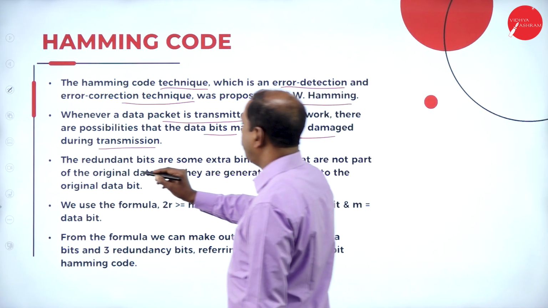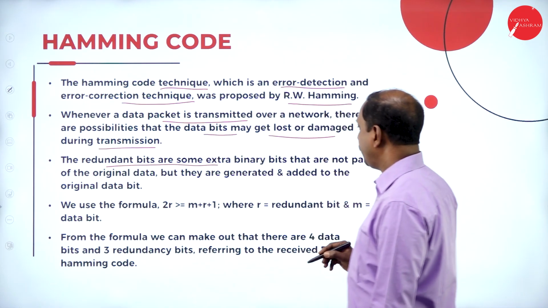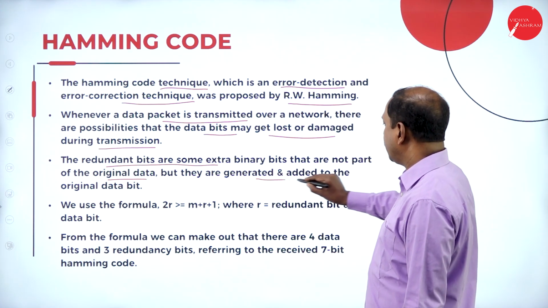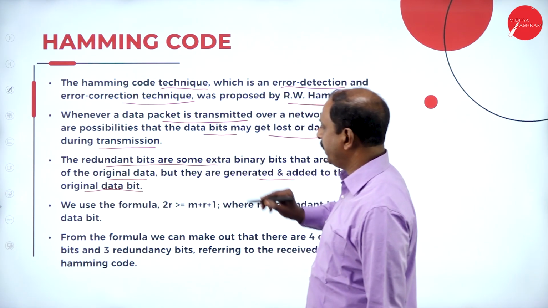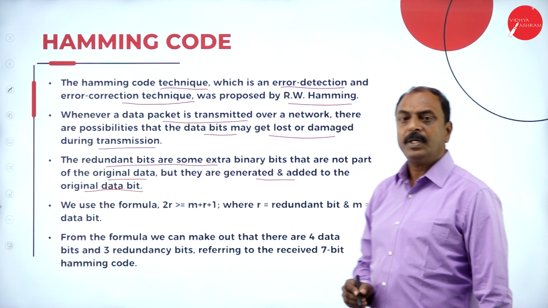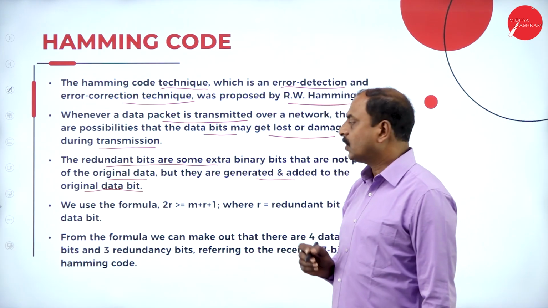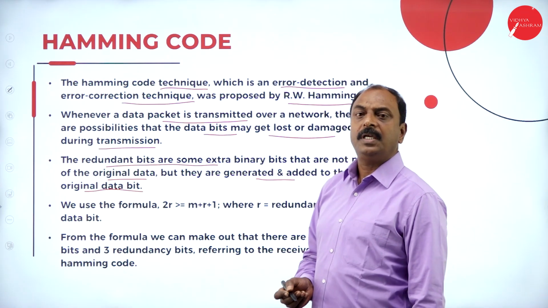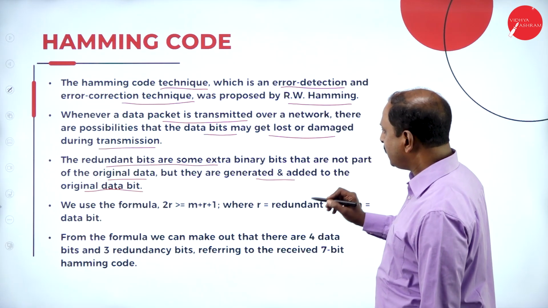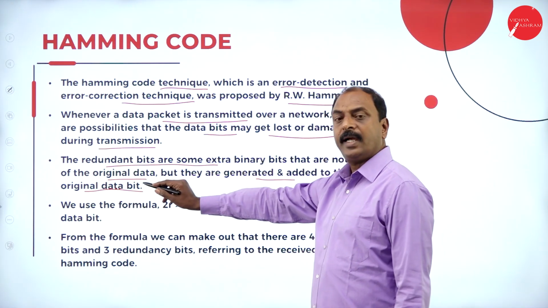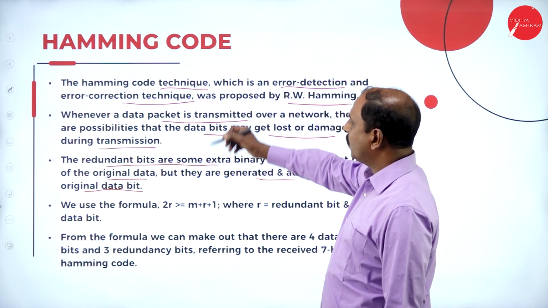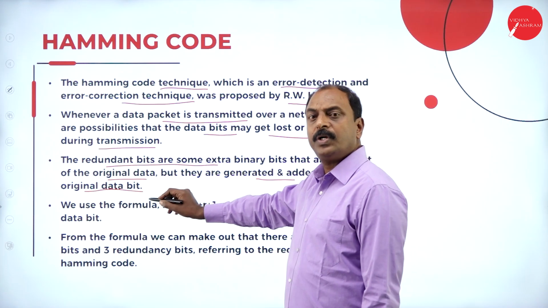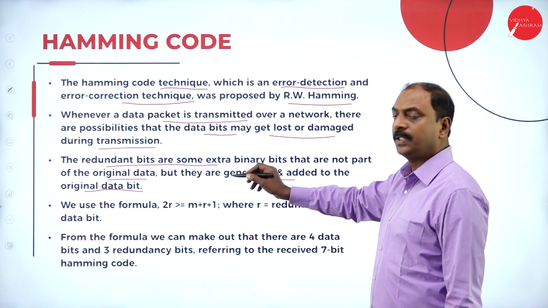So the redundant bits, some extra binary bits that are not part of the original data, are generated and added to the original data bits. So what is a Hamming code? The Hamming code has to be generated, and that is called a redundant bit, and this Hamming code works for even parity check. So in that case, the original data will be there, and in addition to it, this Hamming code is generated, and that Hamming code together with the data is transmitted over the network to the receiver.